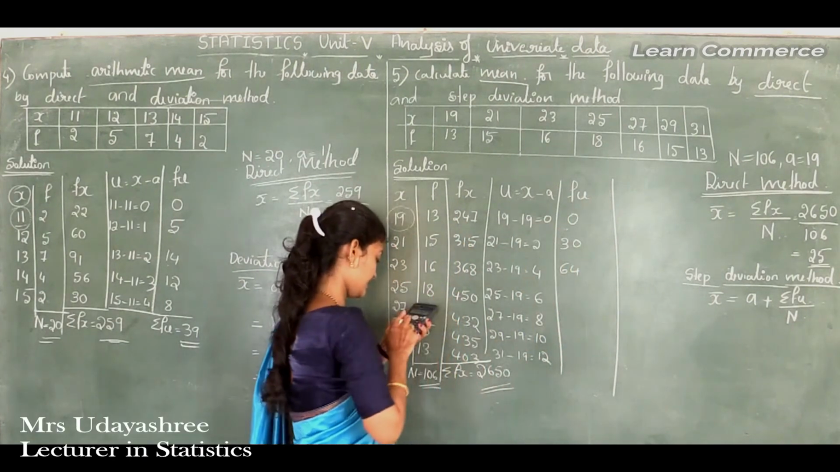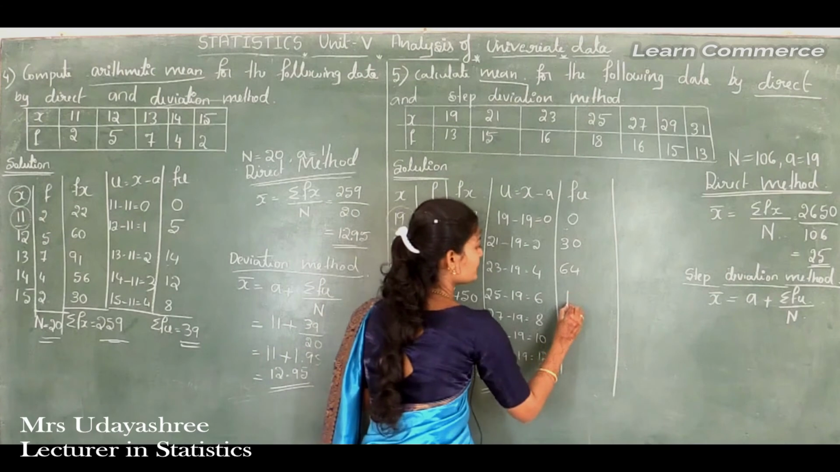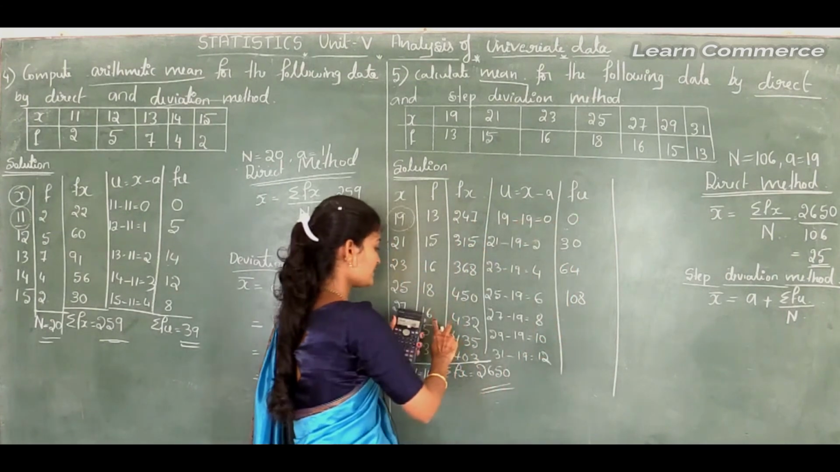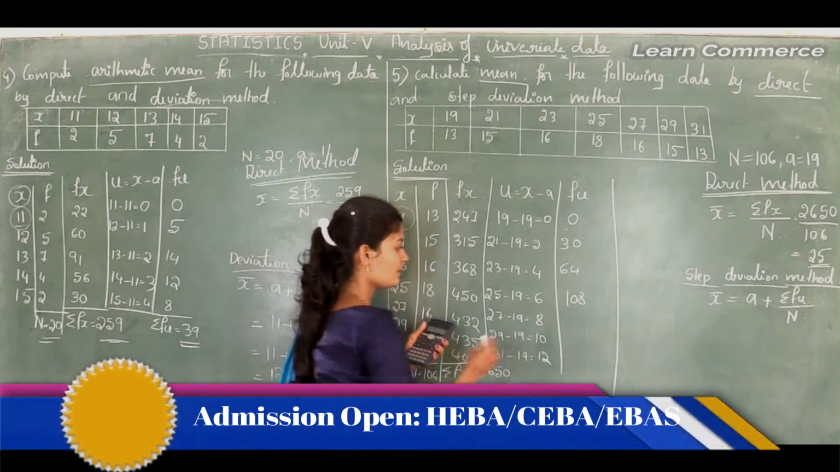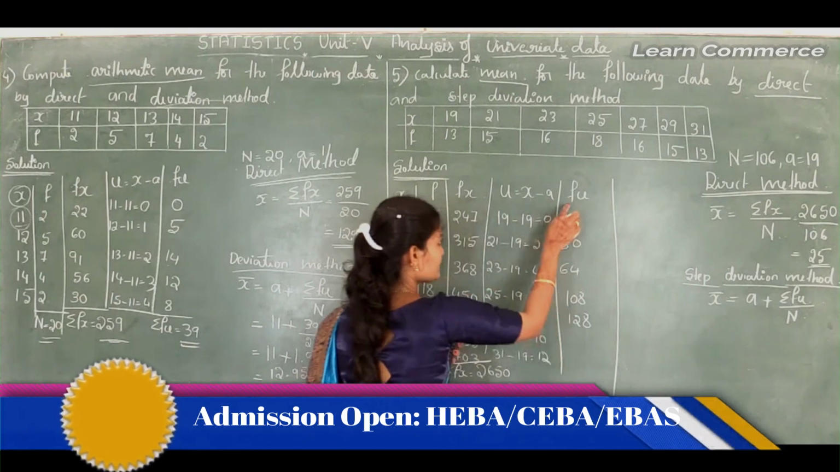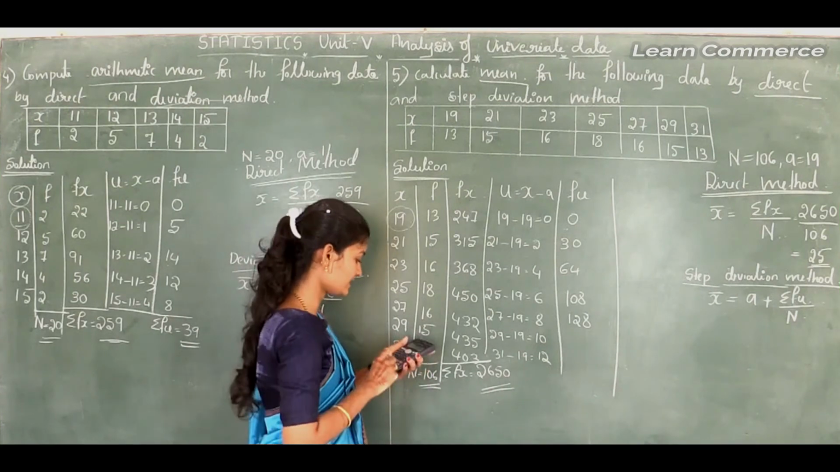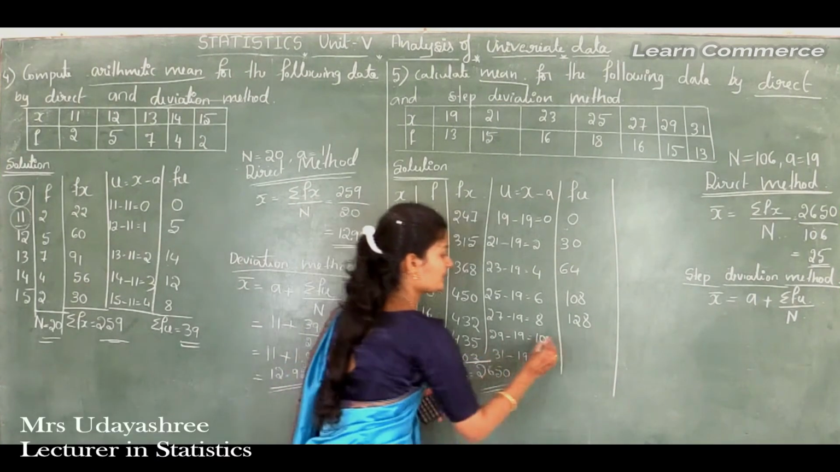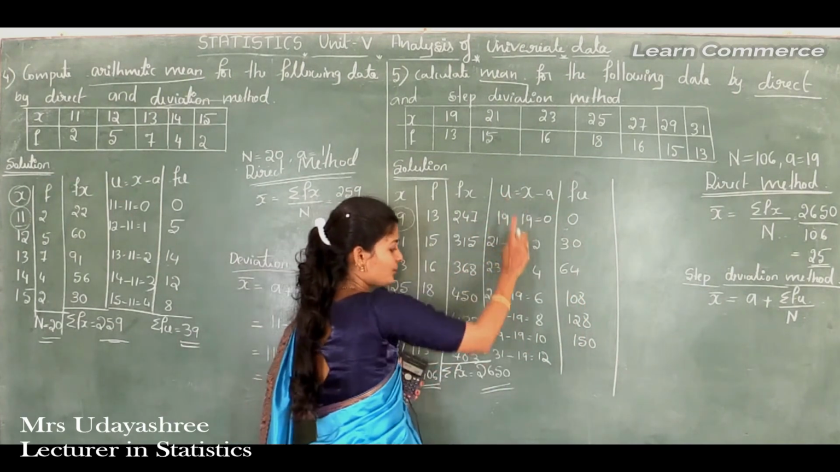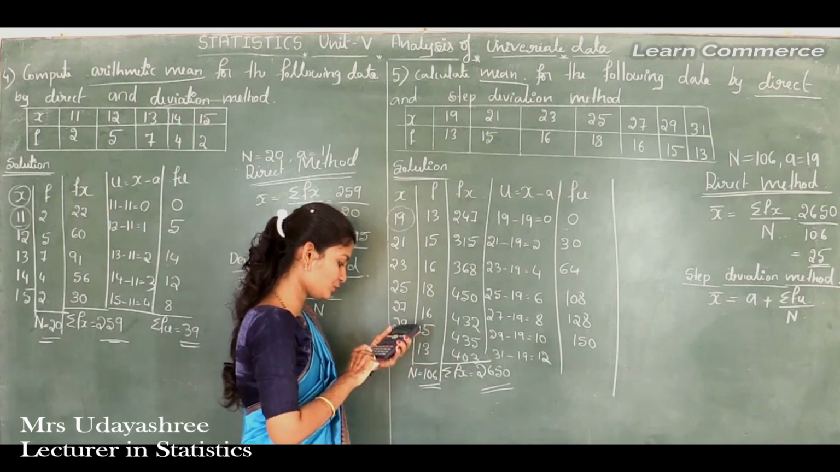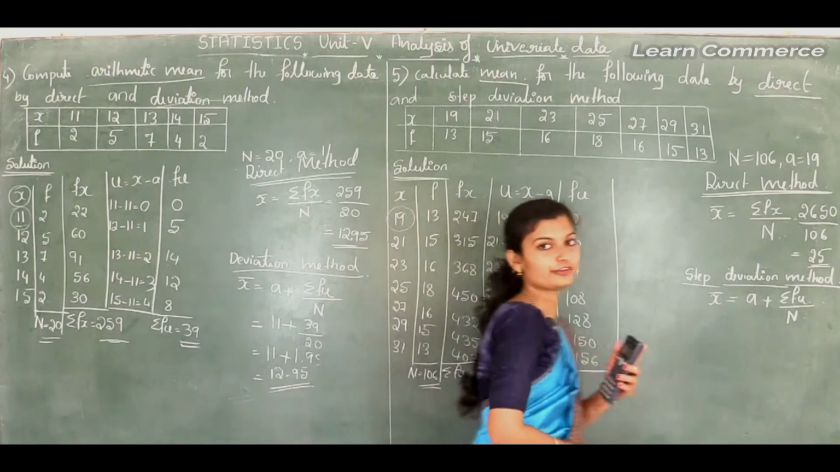Next f observation is 18 and u observation is 6, so 18 into 6 is 108. Next f is 16 and u is 8, so 16 into 8 is 128. Next f is 15 and u is 10, so 15 into 10 is 150. Next f is 13 and u is 12, so 13 into 12 is 156. So these are the f into u observations.